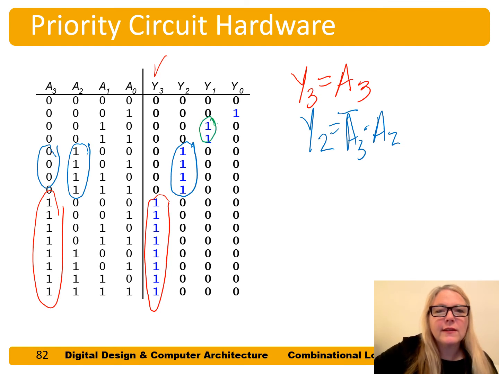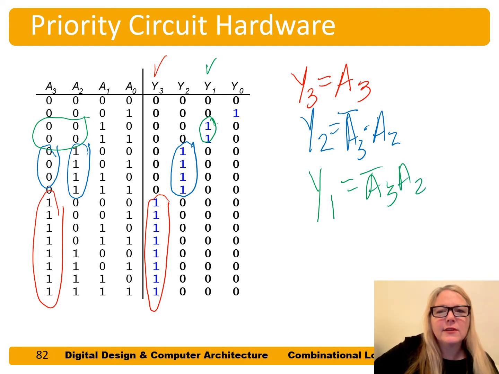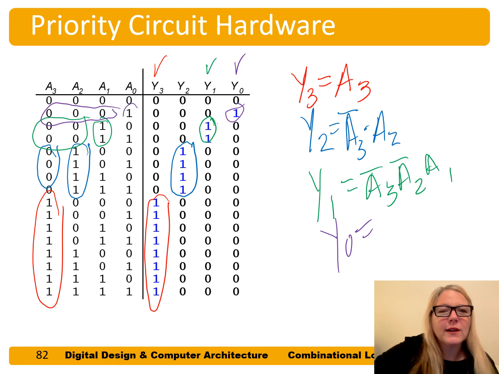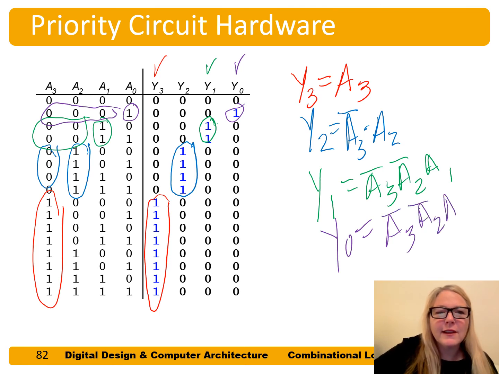Now we can consider this column, the y1 output. y1 is going to be true when a3 is not true, and a2 is not true, and a1 is true. And finally, our last output, y0. y0 equals, well, now we're just doing directly sum of products. There's only 1 in this output. y0 equals a3 bar and a2 bar and a1 bar and a0.